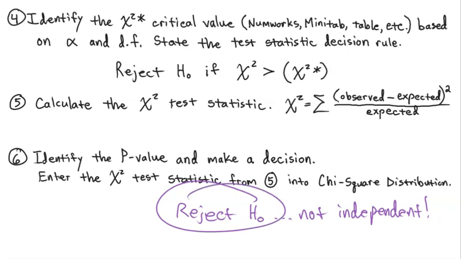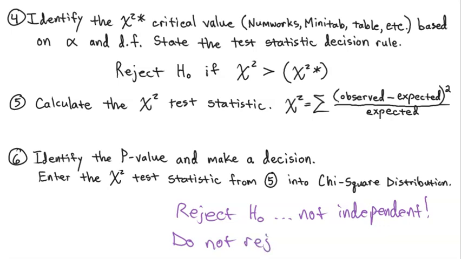And if you do not reject H sub O, then you do not reject H sub O. So those are the only 2 choices. That's what I mean by make a decision. And if you do not reject H sub O, then that means that the evidence suggests that the 2 variables are independent of each other, that they're not related to each other, okay?